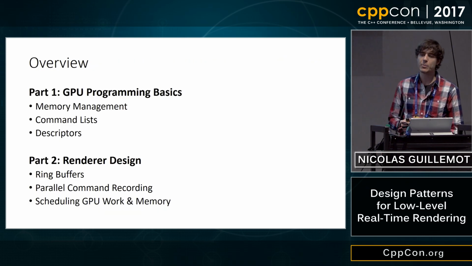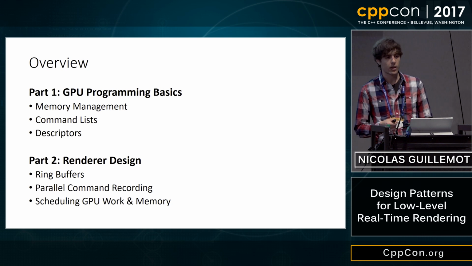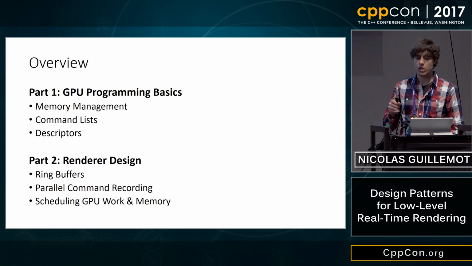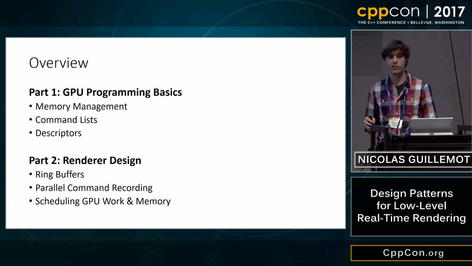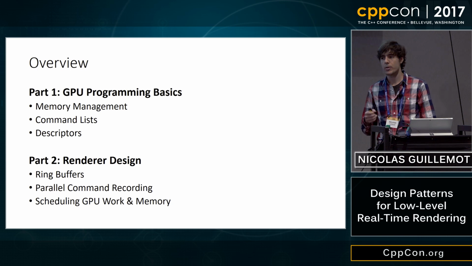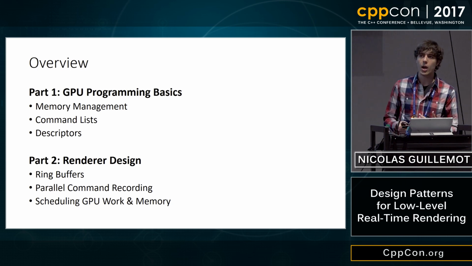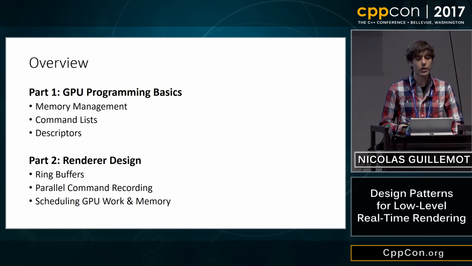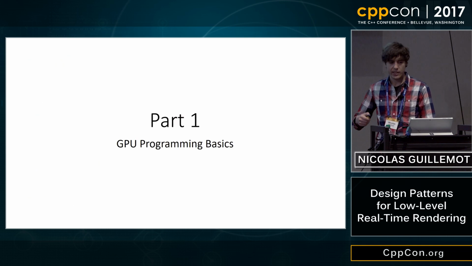This talk is mostly split into two parts. In the first part, I'm going to talk about some general GPU programming basics from a fresh, modern perspective. In the second part, I'm going to talk about how these primitives can be used to implement various data structures that are useful for designing a renderer. So let's get on with part one.